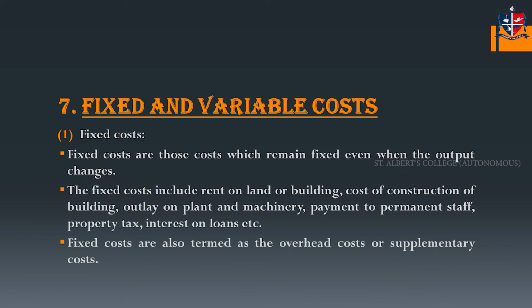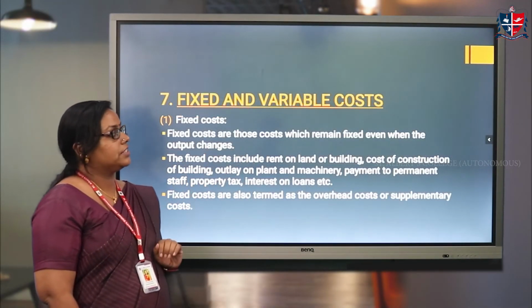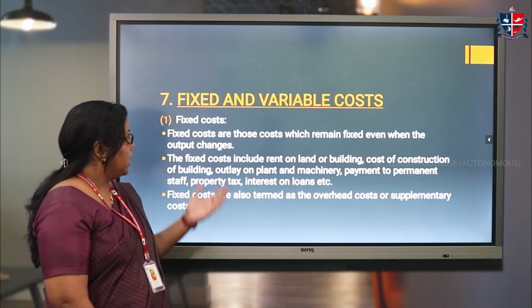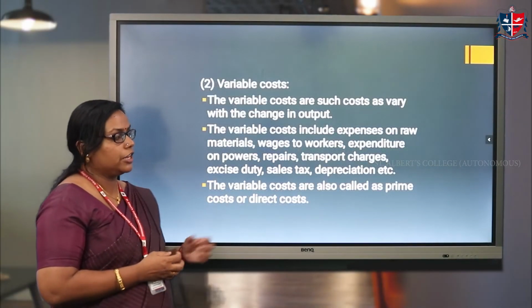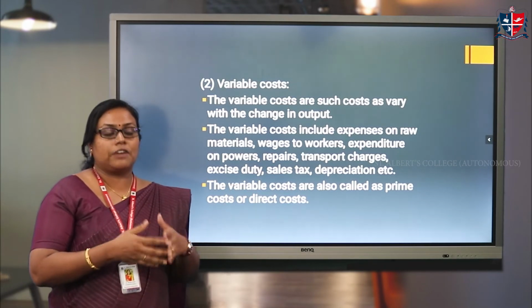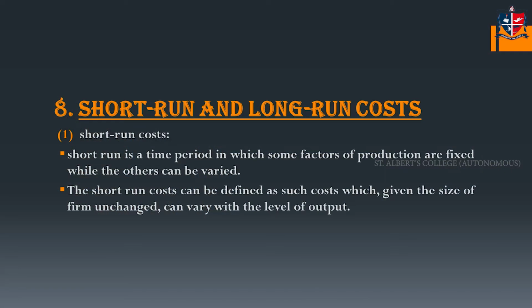Okay, next we come to the fixed and the variable cost. Fixed cost means the cost which remains fixed even when the output changes. You are not supposed to change that particular cost. When it comes to variable cost, it changes according to changes in output. For example, costs to build inventories or to develop your infrastructure facilities come under the variable cost category.